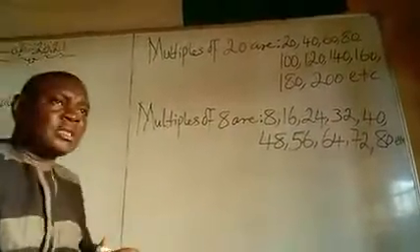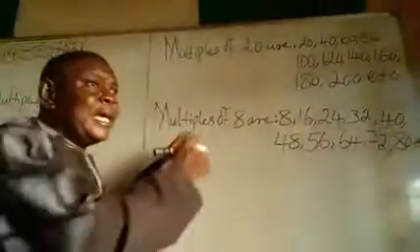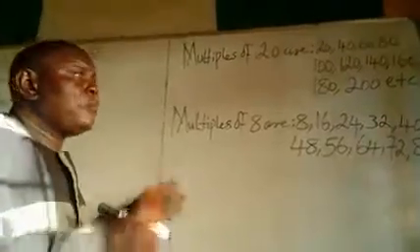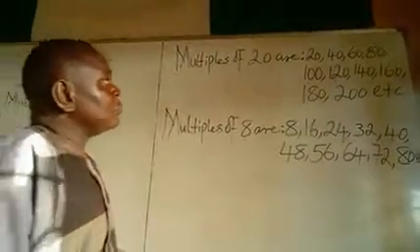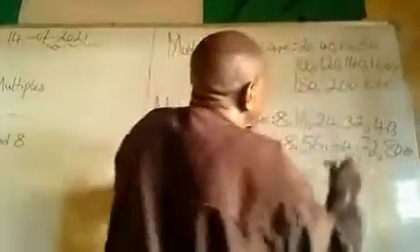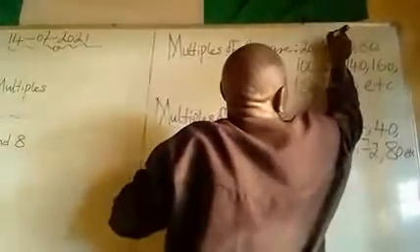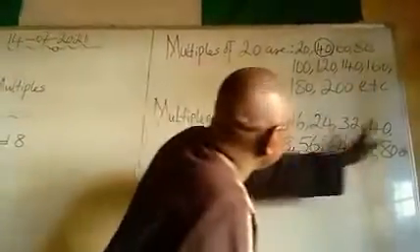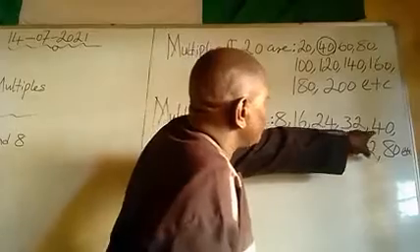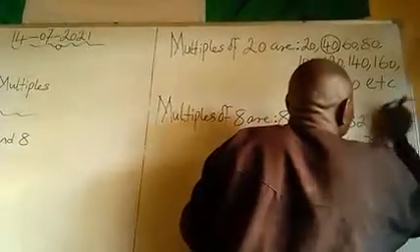Okay, now we are looking for the lowest common multiples of 20 and 8. When you search around, you will see a number like 40. Look at 40 here. You will circle it.